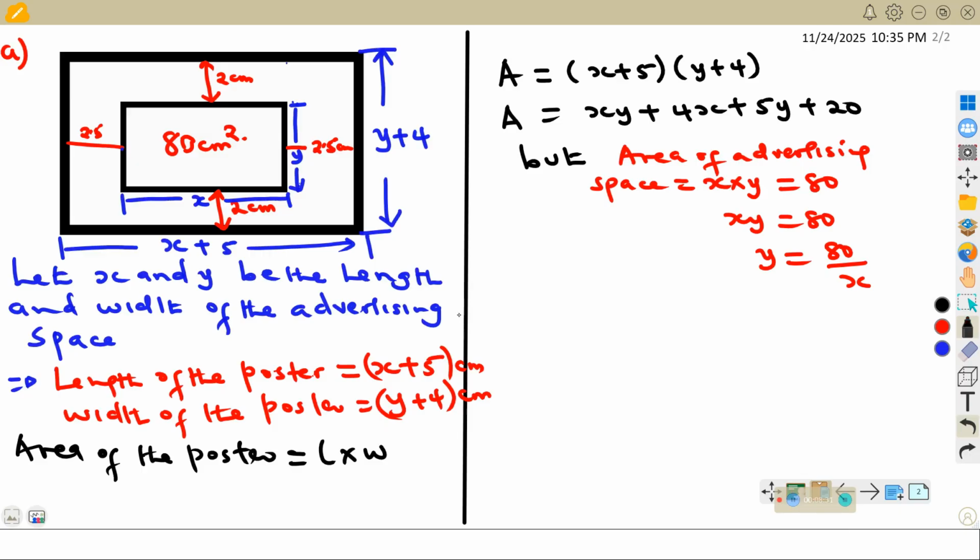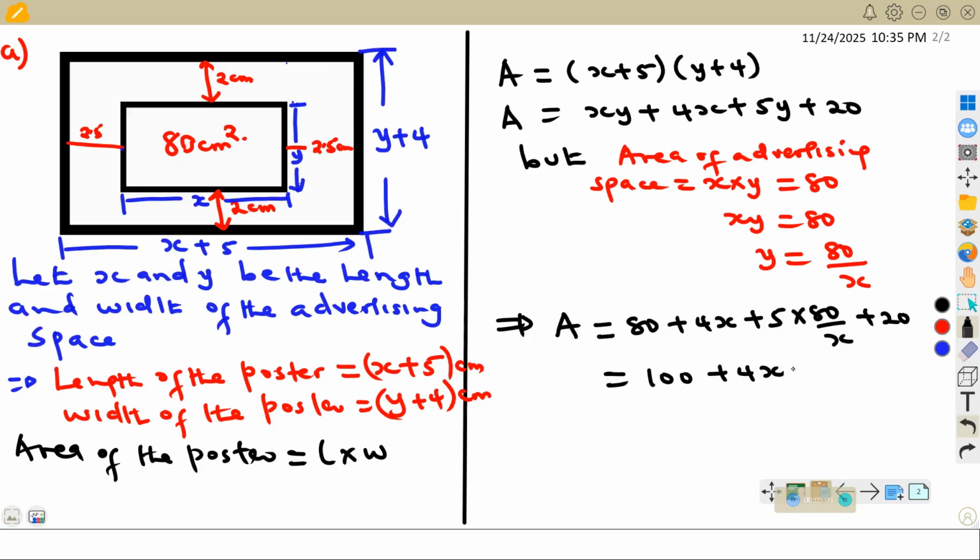So if that is the case, then it implies that the area of the poster, A, will be the same as xy, which we have seen is 80, plus 4x, plus 5 times y, that is 5 times 80 divided by x, then plus 20. So this will give us 100, plus 4x, plus 5 times 80, that will give us 400, divided by x. So this is the area of the poster in terms of x.